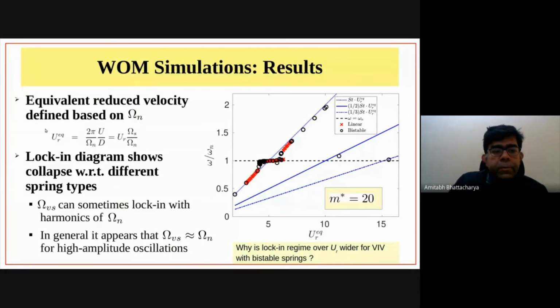Okay. If you make the lock-in plot with UR equivalent instead of UR, where UR equivalent is based on the amplitude dependent natural frequency, so this is the reduced velocity based on the amplitude dependent natural frequency, and you plot that on the x-axis, then you will see that all the points start to fall on each other. Okay, so that is nice. So it means that whatever is going on, the lock-in that is going on, is somewhat universal. Everything seems to be locking in within the same range of UR equivalent.